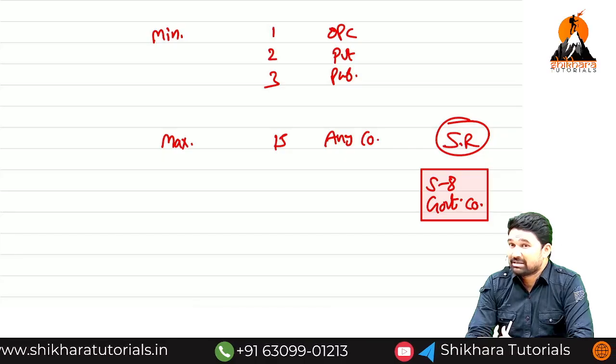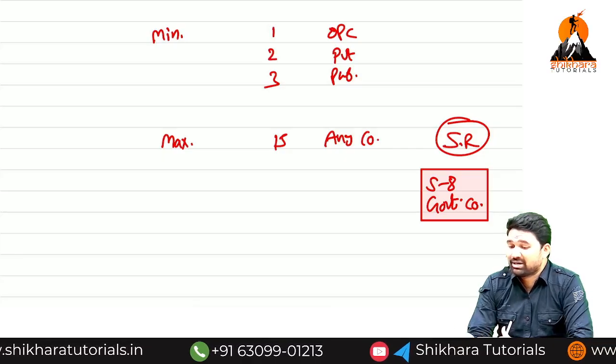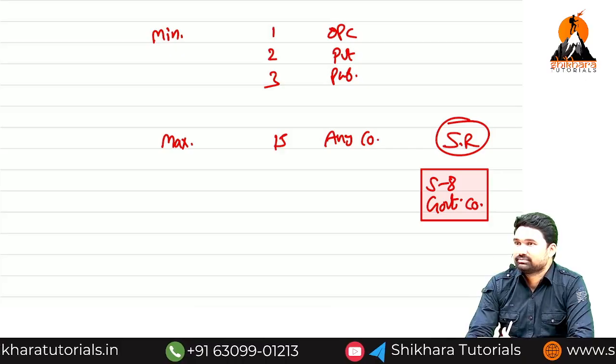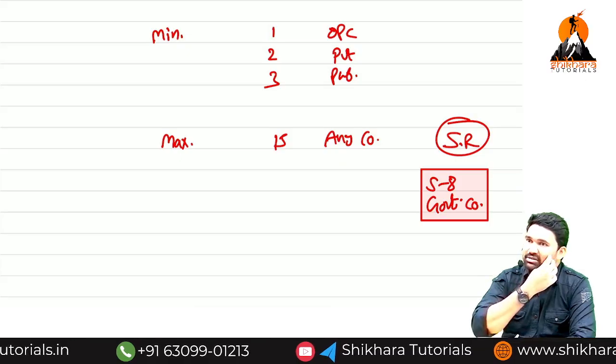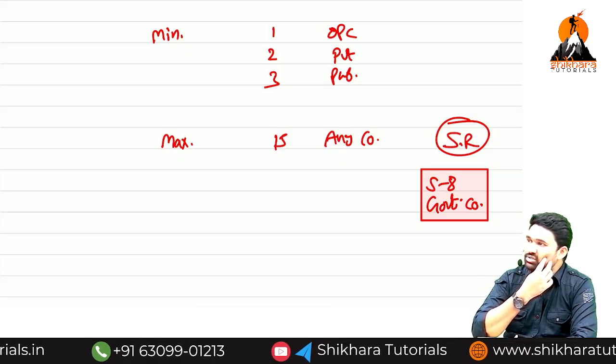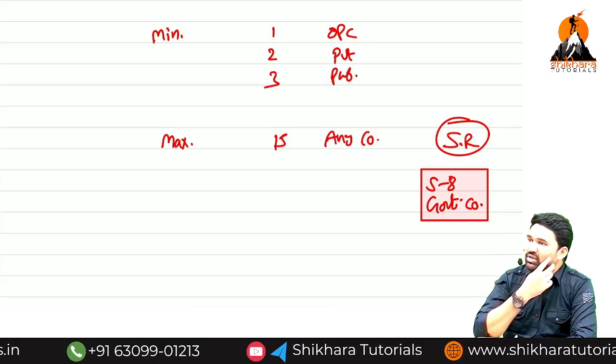But you don't pay that much attention with respect to the nature of the Section 8 company. How to incorporate a Section 8 company, who has to give the license. For everything, ROC will give the permission. For Section 8 company, ROC doesn't give the license. Central government has to give the license.